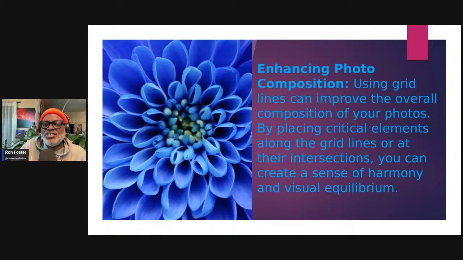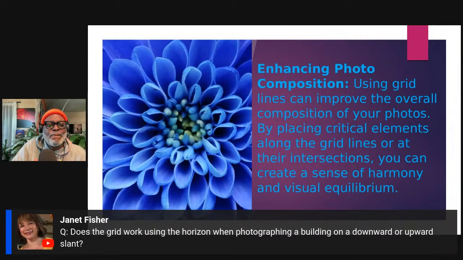Okay, the question here. I see some more. Here's a question. Does the grid work using the horizon when photographing a building on a downward or upward slant? Ooh. That is, it works. You know why? For the most part, there is always going to be a straight line. If there's a hill, or a slant moving from the building, the building is usually going to be straight up, and the hill may be a slant, right?